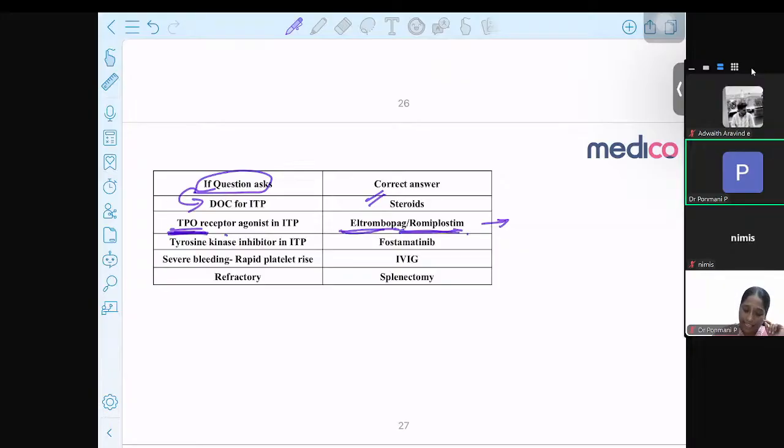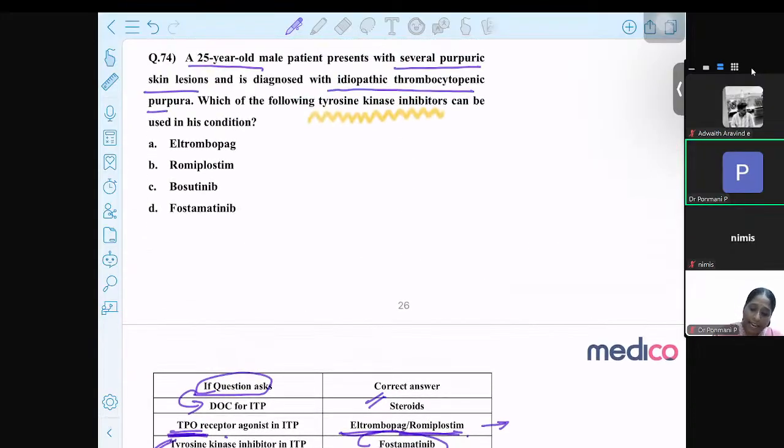Okay. If they're asking about a tyrosine kinase inhibitor which is used in ITP, it is fostamatinib. Okay. So here what they were asking is a tyrosine kinase inhibitor. From the name itself, you can identify the tyrosine kinase inhibitor. It ends with nib. And here fostamatinib is a tyrosine kinase inhibitor.